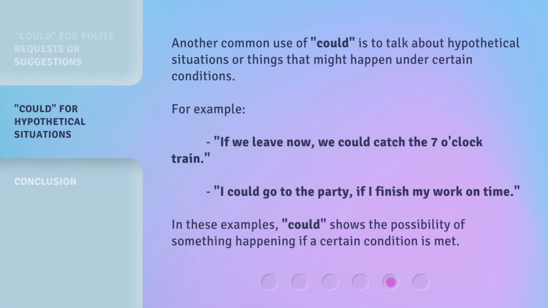Another common use of could is to talk about hypothetical situations or things that might happen under certain conditions. For example, if we leave now, we could catch the 7 o'clock train. I could go to the party if I finish my work on time. In these examples, could shows the possibility of something happening if a certain condition is met.